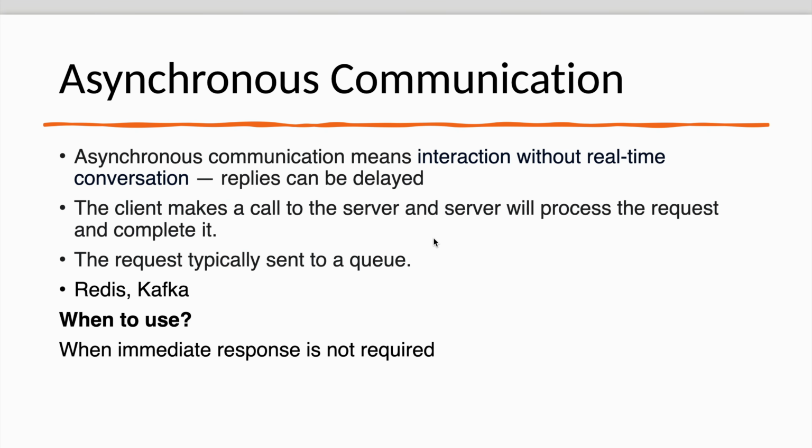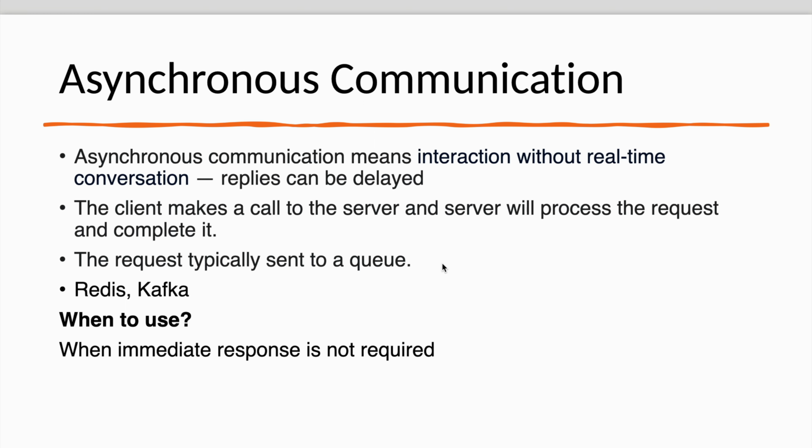Asynchronous communication means the interaction without real-time conversation. The replies can be delayed, or they cannot, or there could be no reply. So the client makes a call to the server and the server will process the request and complete it. So the request typically is sent to a queue. The example is like we get the notification by email when we place the order on Amazon or any other applications. There could be an API associated with it for notifying the user.